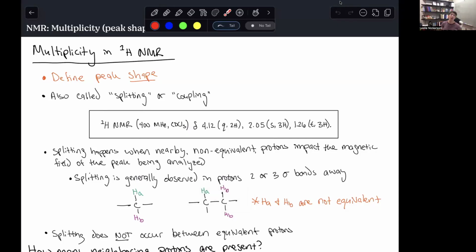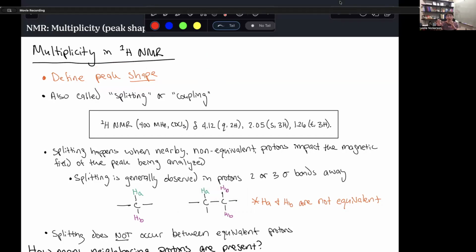Hi everybody, we're going to be talking about multiplicity in proton NMR in this video. So this is really defining the peak shape. A lot of the peaks that I've been using as examples, some of them I've been drawing out specific shapes, and some of them I've just been drawing out that shape.